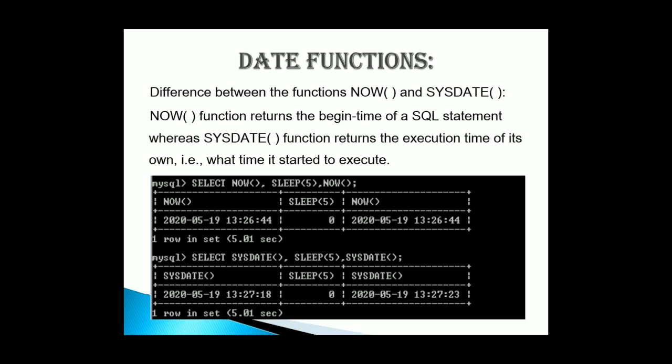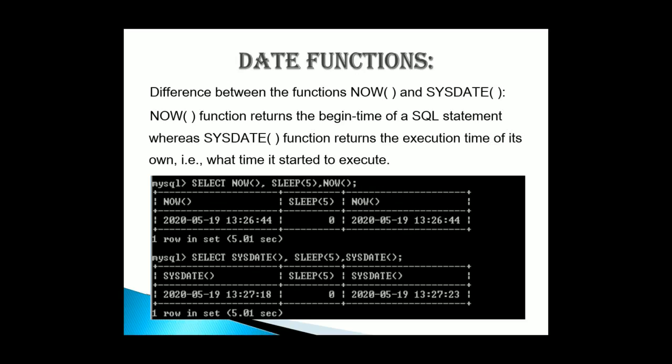Okay, for this, let us see one example. In the first example, I have called the functions select now, comma, sleep, comma, now. So, I am calling 3 functions together, now being the same function. What is the use of sleep? Sleep is also an inbuilt function which makes a time difference. It makes your system stop for a certain amount of time which you pass as an argument to the function. So sleep 5 means it will wait for 5 seconds before giving you the output. If you write sleep 2, it will wait for 2 seconds.